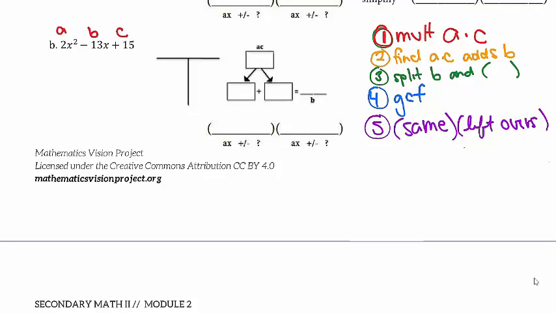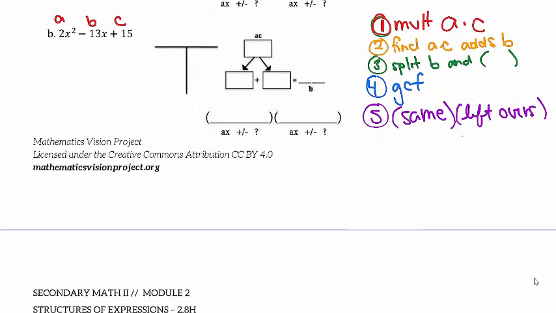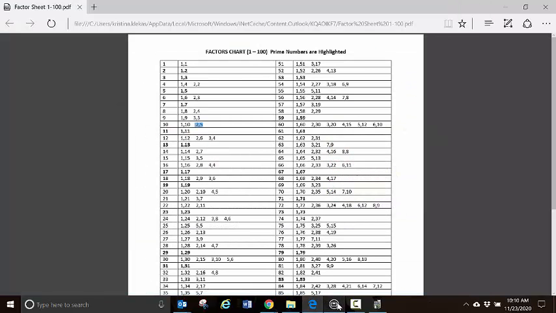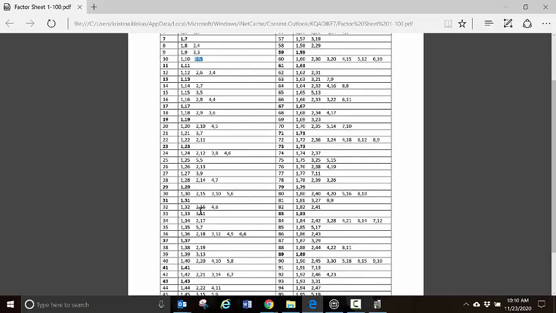Please follow along. This is super important. So I'm going to skip to B because it's a good example. So first step is A times C. 2 times 15 is 30. And just like before, we're going to go to our 100 number sheet and say, okay, what multiplies to make 30? And these are my options: 1 and 30, 2 and 15, 3 and 10, 5 and 6.